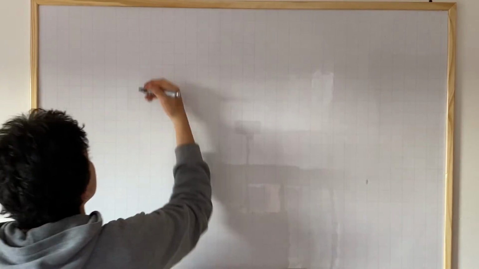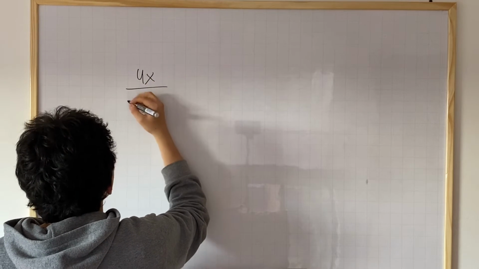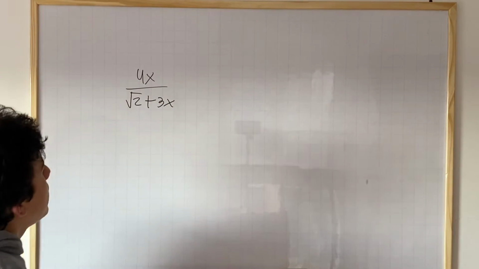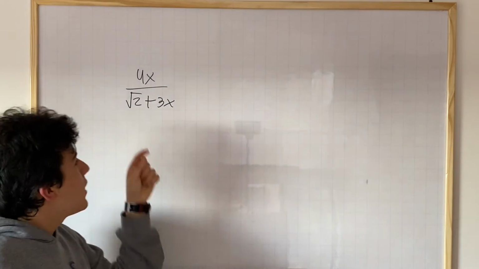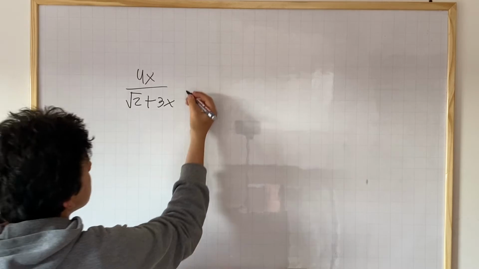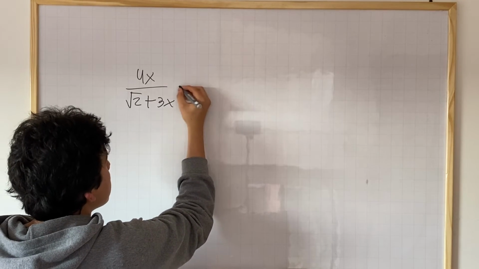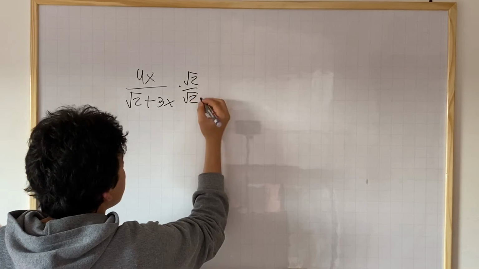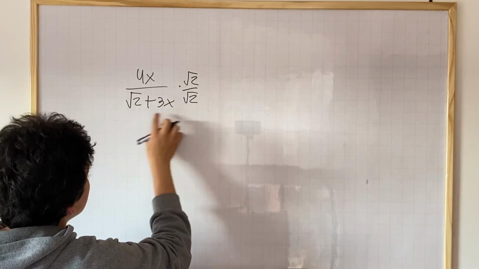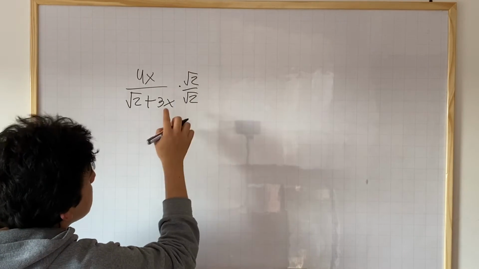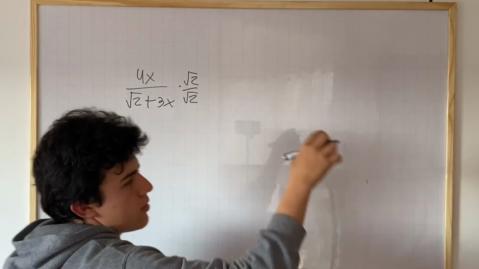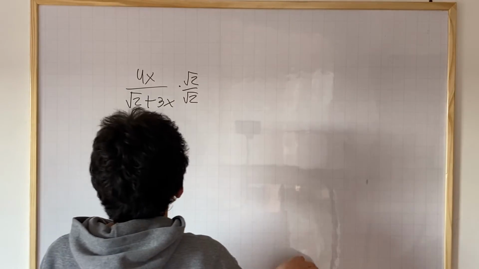So, let's suppose we have 4x over square root of 2 plus 3x. Now, once again, we cannot divide by the square root of 2. So we need to take it out of the denominator. So how do we do that? Well, once again, in this case, we cannot multiply by just the square root of 2, because if you distribute, you would get once again 2, but you also get 3 times x times the square root of 2 in the denominator. And that is still a radical down there.